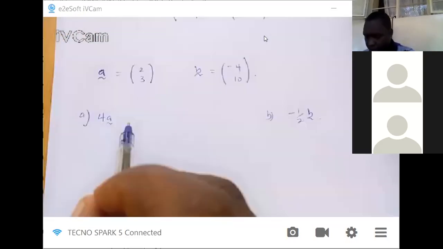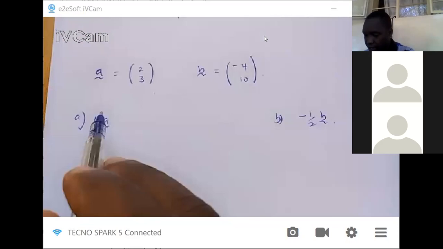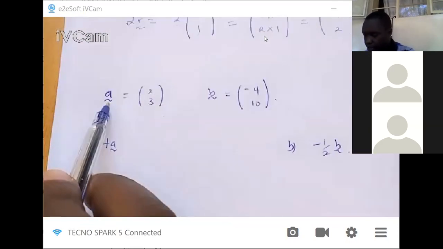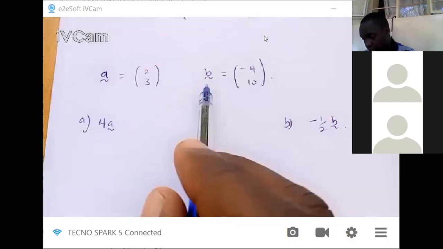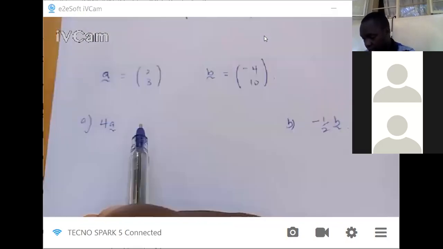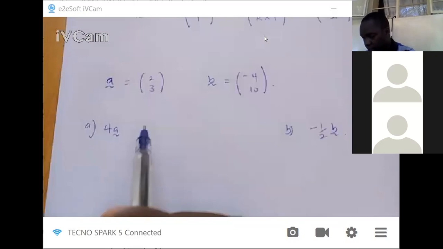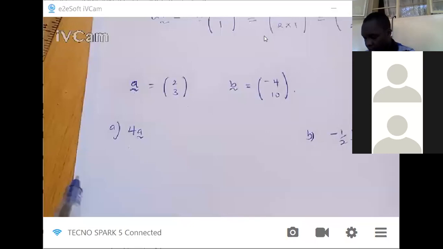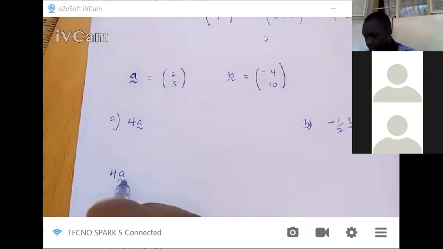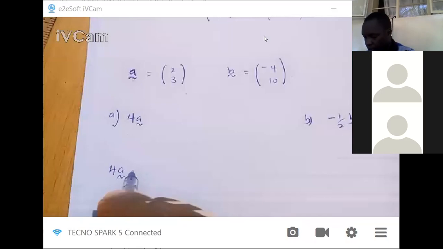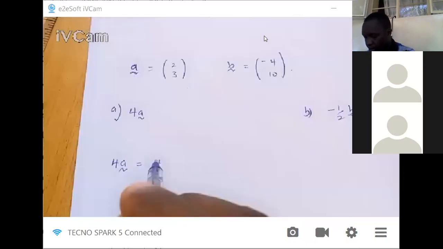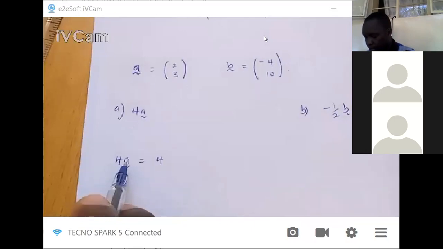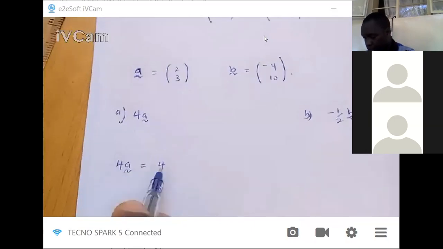So vector A is given as this, and vector B is given as this. If it is written in the book, put this tail here to show that it's a vector. So they're telling you to find 4A. This is easy stuff, a piece of cake. So we have 4A equals 4 times A. What is our A? A is (2, 3).